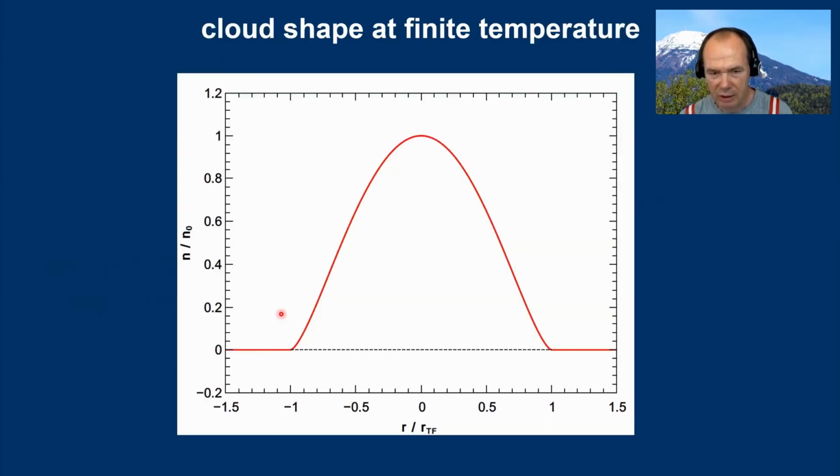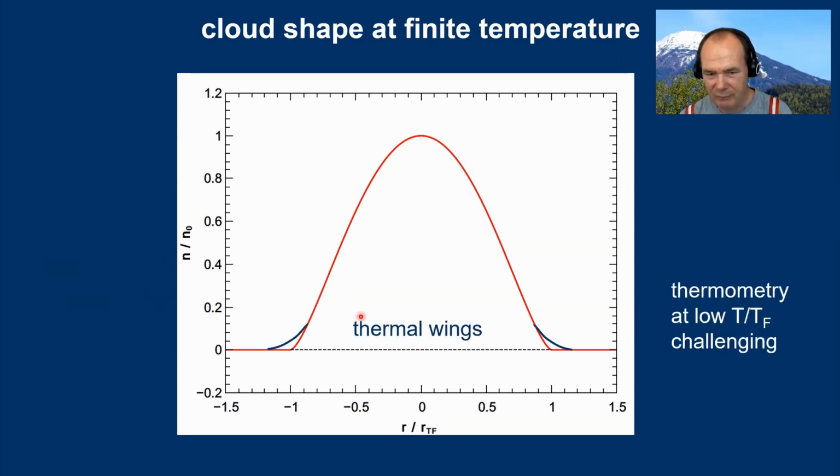If you now look at the profile, what is the effect of temperature? If the temperature is, let's say, 10% of the Fermi temperature, then there are slight modifications in the wings. The wings look a little bit different; there are thermal wings appearing. But the overall shape changes very little. This makes thermometry of a Fermi gas actually challenging. It's not a trivial task to determine the low temperature of a Fermi gas in a very good way.